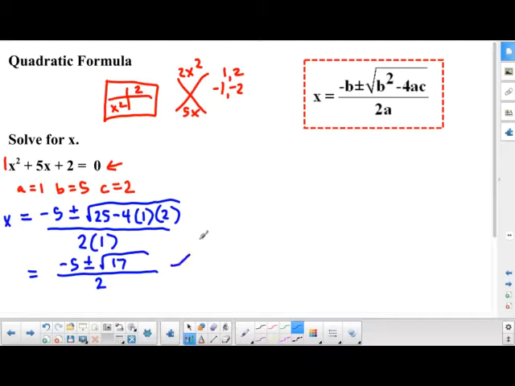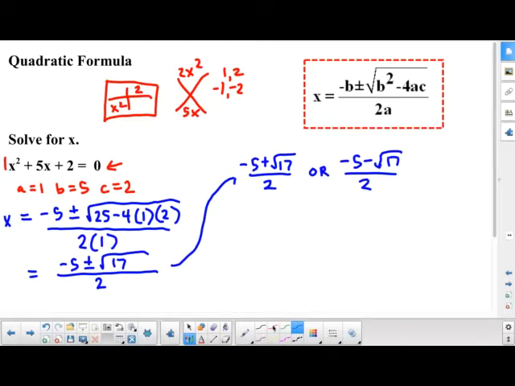Now that we have that, we actually have two answers. One of them is negative 5 plus the square root of 17. Oops, I put the minus there again. My bad. We're going to do the plus. Let me try that again. Negative 5 plus the square root of 17, all over 2. The other one is negative 5 minus the square root of 17, all over 2. So we've got two answers here.